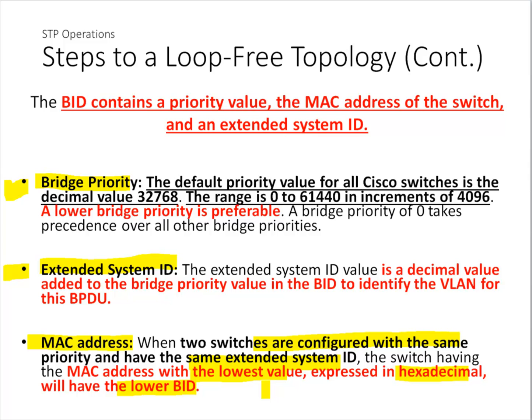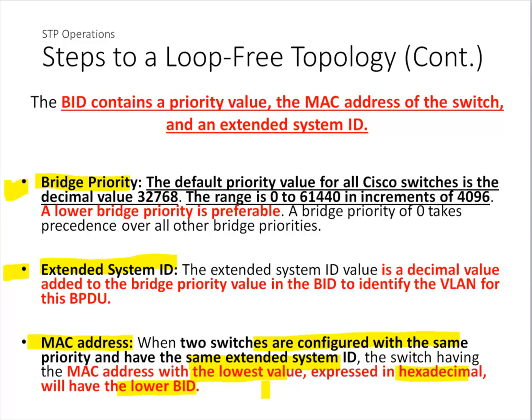So it's a very important one. By default, the priority value for all the Cisco switches is the decimal value 32768. So that is the default value. The range of bridge priority value could be from 0 to 61440 with an increment of 4096.